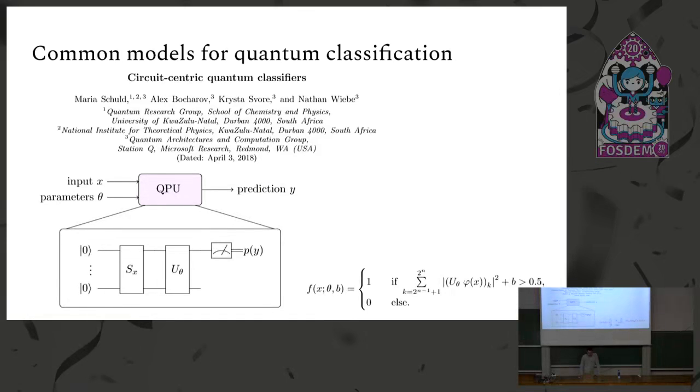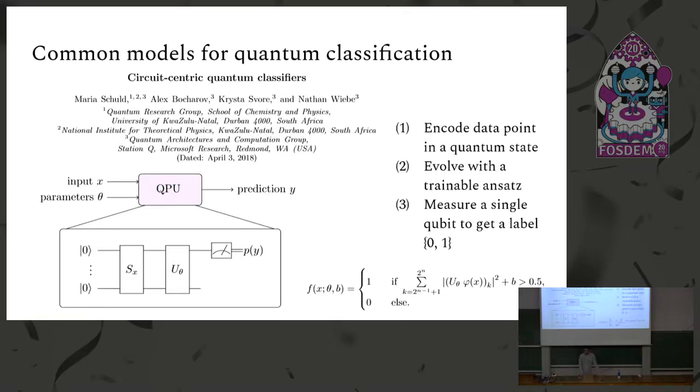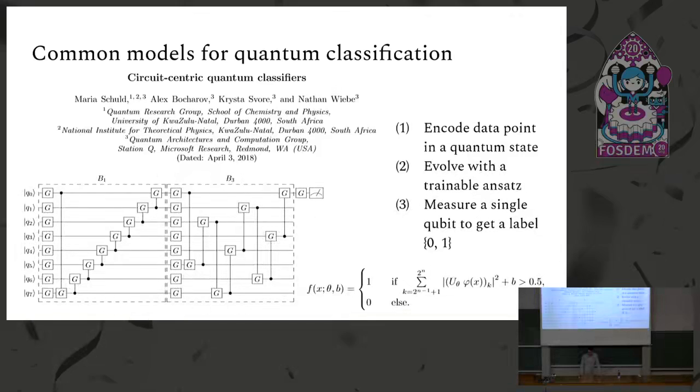So here again, the quantum circuit is essentially the same, and here in the lower right, they write down their equation for getting the classification, which is very similar to ours on the previous slide, except they add a bias here as well, and that's just something that you can do.